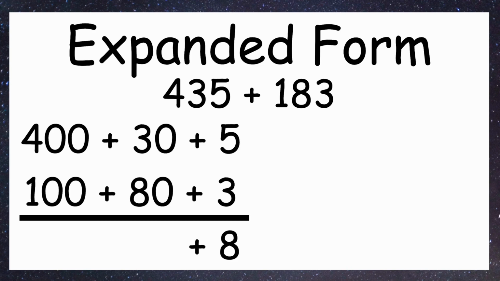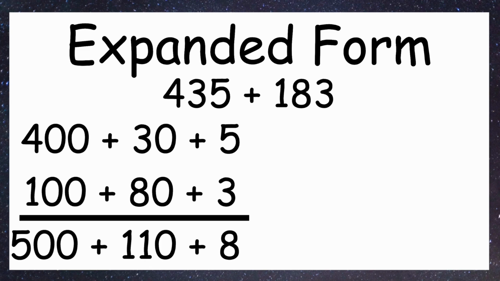So 435 turns into 400 plus 30 plus 5, breaking it out into the hundreds, tens, and ones. And 183 becomes 100 plus 80 plus 3, breaking 183 into its place values. So then we can tackle it. Starting in our ones, 5 plus 3 is 8. Jumping over to our tens, 30 plus 80 is 110. And then adding our hundreds, 400 plus 100 is 500.